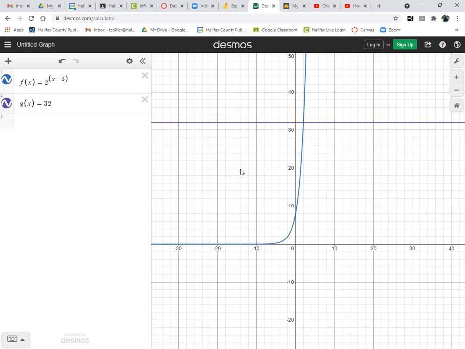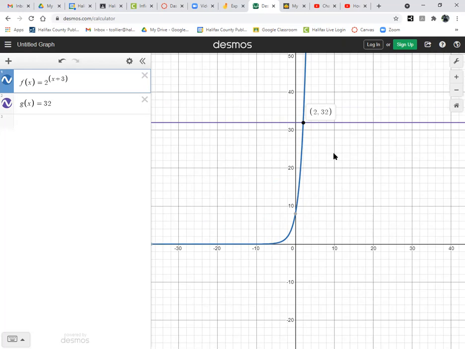And what I want to know is, where do these two graphs intersect? Because that's going to be the answer to my equation. So where does the blue graph intersect with the purple graph? It's going to be right here. The ordered pair is 2, 32. So what that means is the x value is 2, the y value is 32.